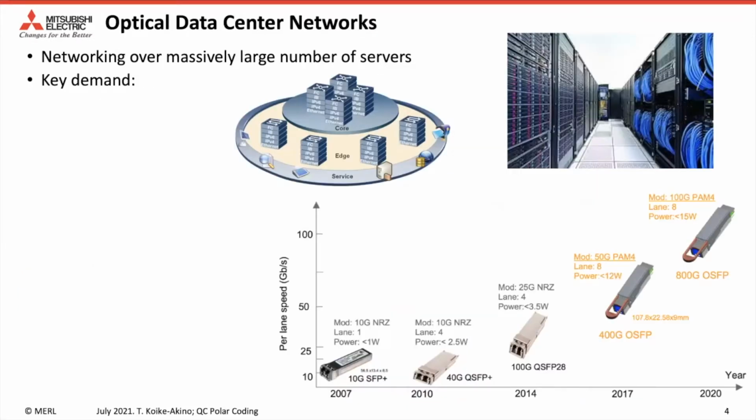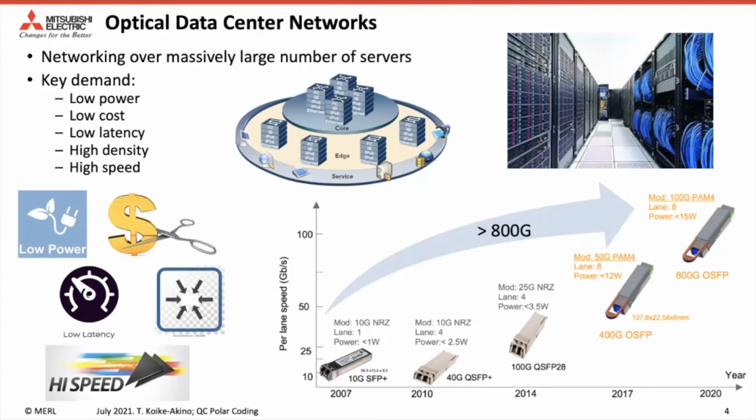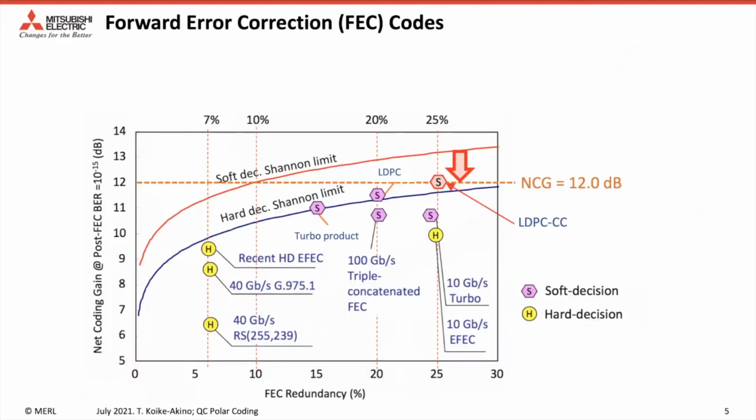In addition to wireless communications, optical networks also require low power, low cost, low latency, high density, and high speed communications, even greater than 1 terabit communications for data center networks. For such data communications, forward error correction codes are very important.